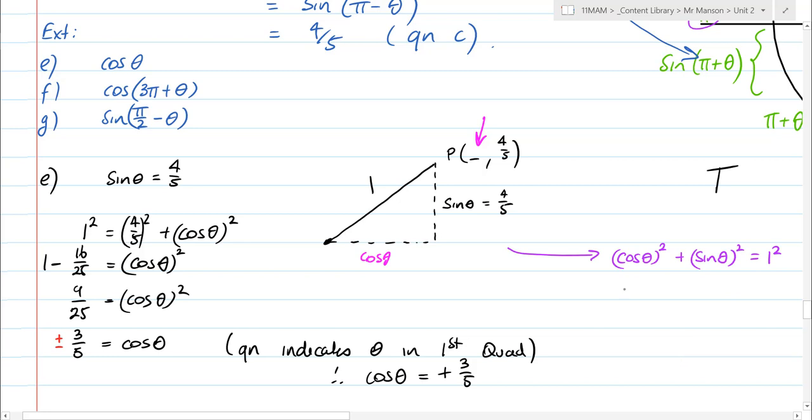Here's the actual generalisation. It looks like this, and there's something new here. Feel free to ask me a question once I've done it. Cos squared theta plus sine squared theta equals 1. Can you see something that they weren't expecting here? They want to ask about?